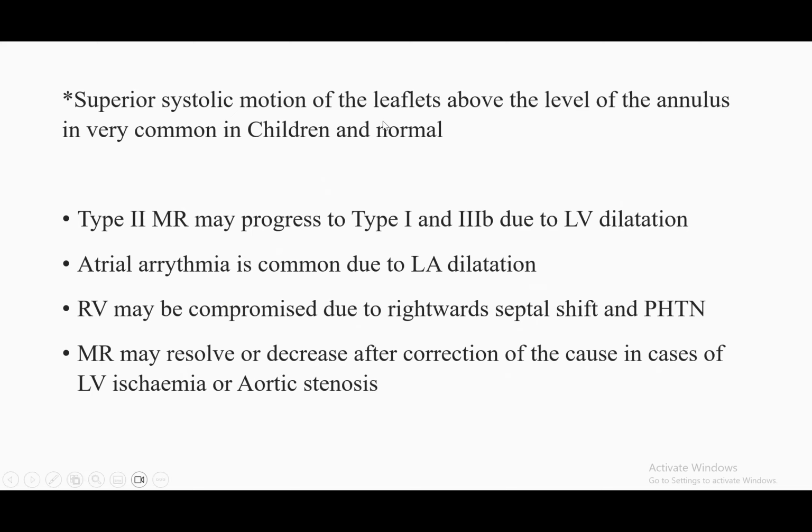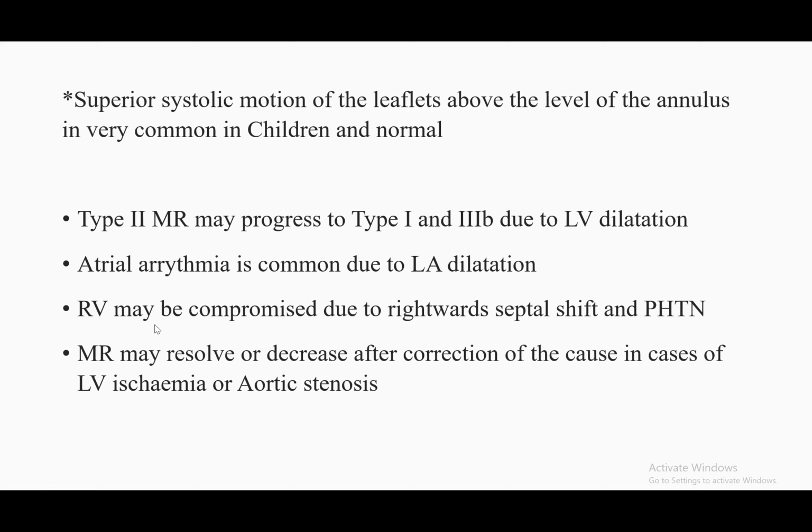Superior systolic motion of the leaflets above the level of the annulus is very common in children and normal. Type 2 mitral regurge may progress to type 1 if the annulus becomes dilated, and type 3B if the ventricle becomes dilated. Atrial arrhythmia is common due to left atrial dilatation. Right ventricle may be compromised due to rightward septal shift and pulmonary hypertension.